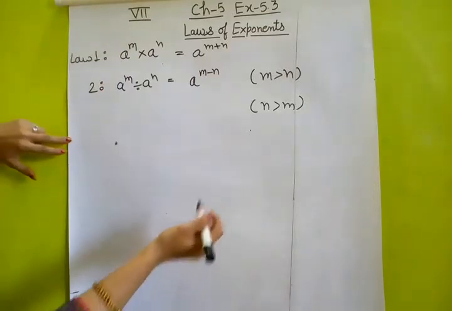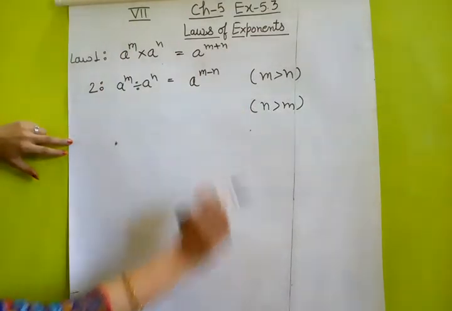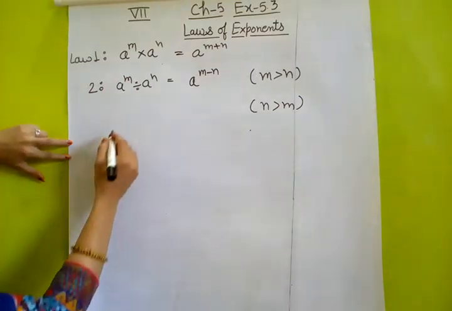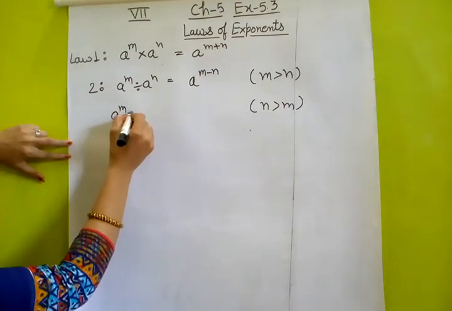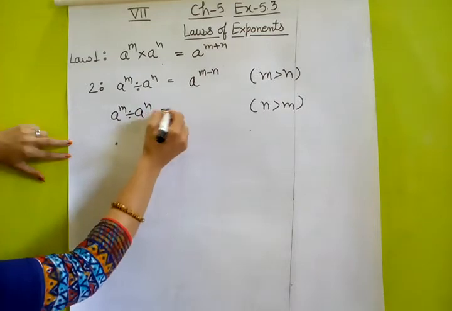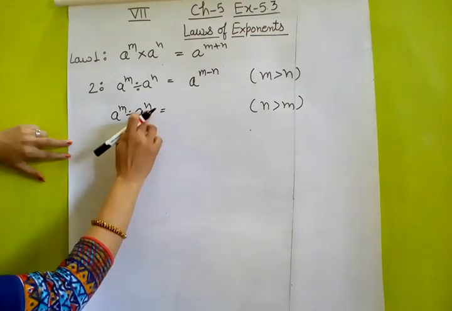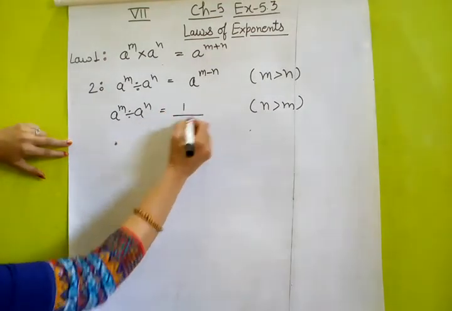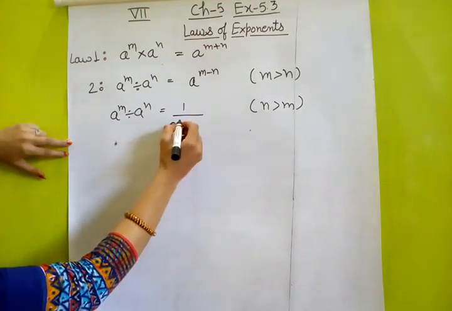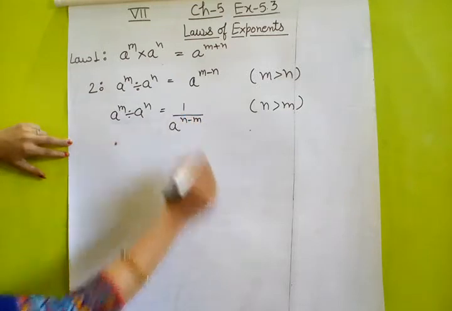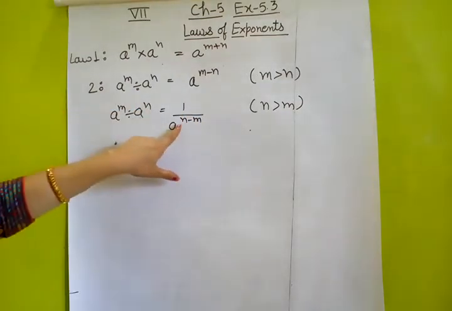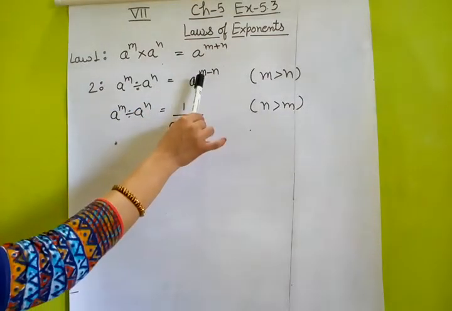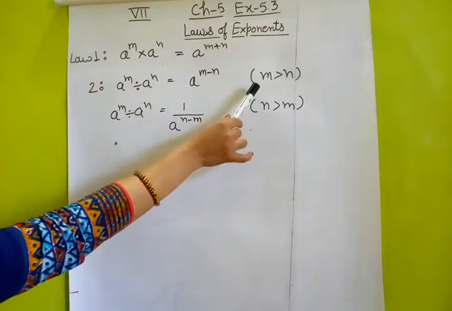But suppose students, sometimes the value of n is greater than the value of m. So what will happen? a^m divided by a^n, now the value of n is greater than the value of m. Then you can write 1 upon a raised to power n minus m. Students, here it is n minus m, but there it was m minus n, because there m is greater and here n is greater.